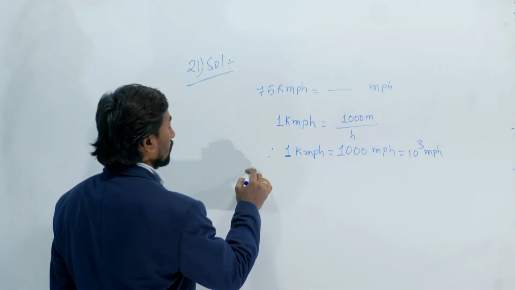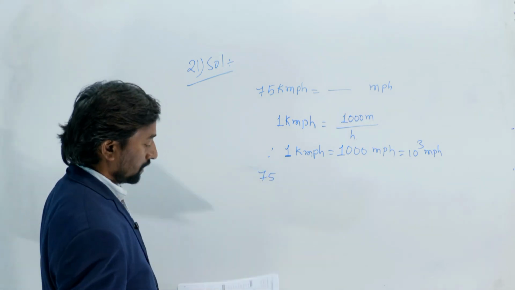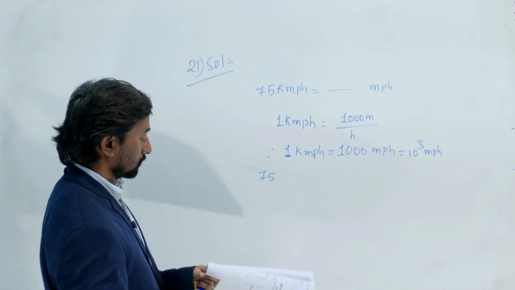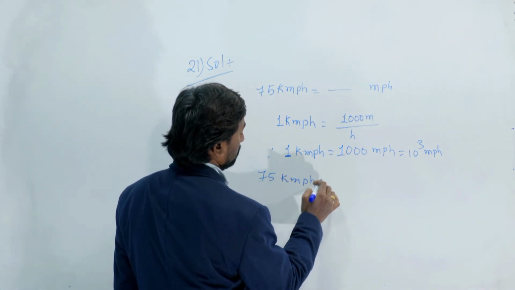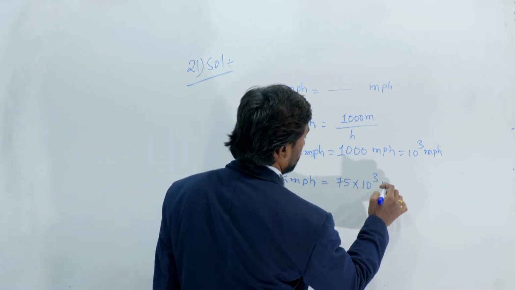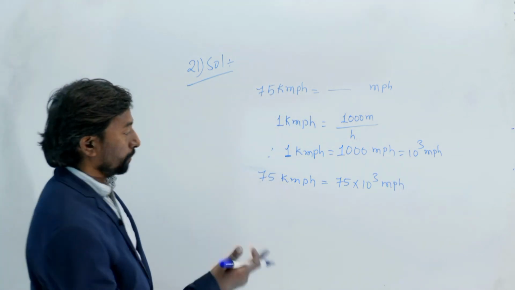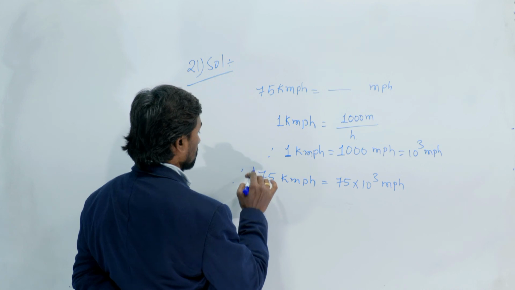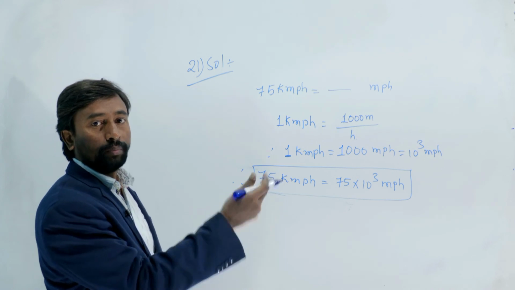Now in the problem, 75 kilometer per hour, we will get 75 into 10 to the power of 3 meter per hour. So this is the answer in meter per hour. But in the options they have given, they converted into meter per second actually.